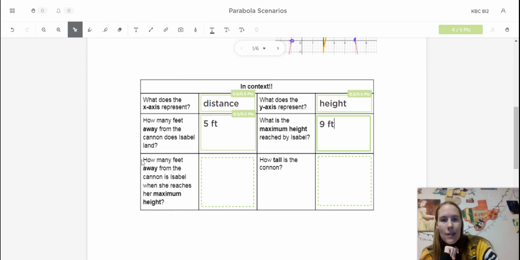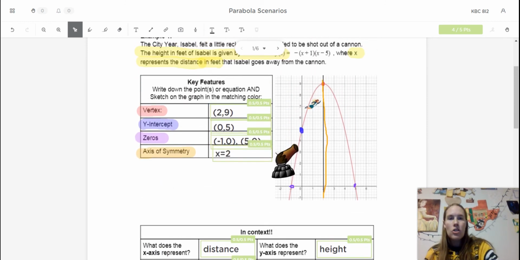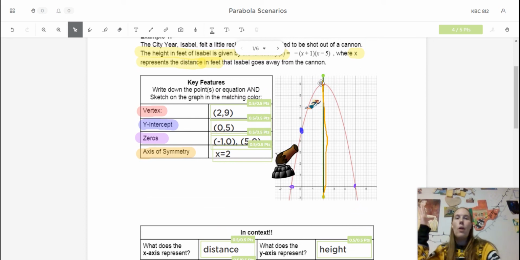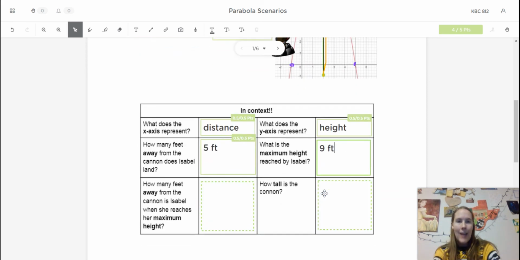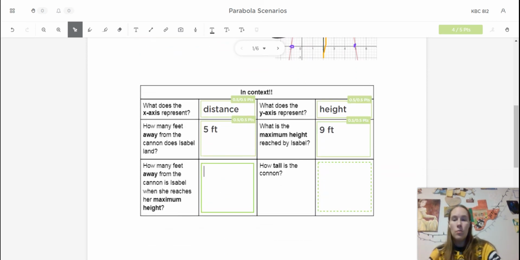Our next question is how many feet away from the cannon is Isabel when she reaches her maximum height? So because it's asking away, it's asking our distance. So our answer should be located on the x-axis. So we know this is the tallest point, at 9 feet, but we want to know how far away she was. So I go down here, and it's where my x is 2. So that means it's 2 feet away.